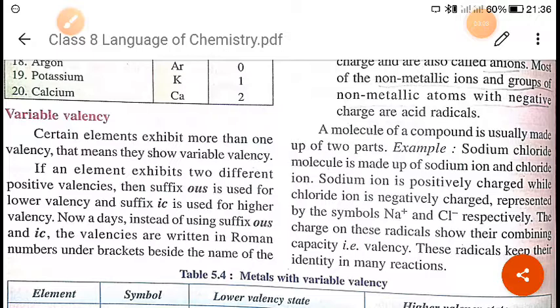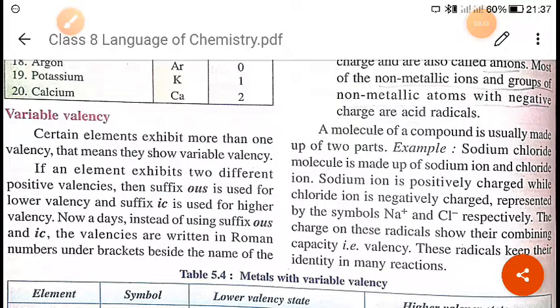So what is variable valency? From the name you can easily identify, right? Variable means what? Changeable, which changes with time and with situations. Certain elements exhibit more than one valency, because in some conditions they show one valency, and in other conditions they show a different valency. Their valencies are changing, right?